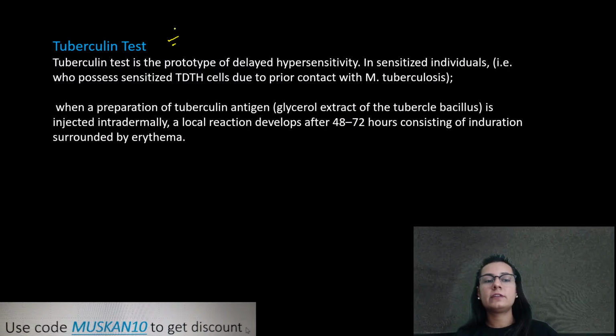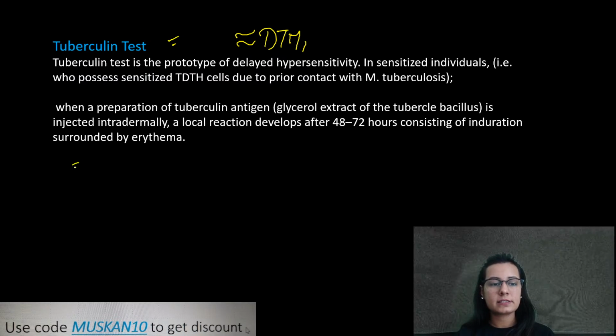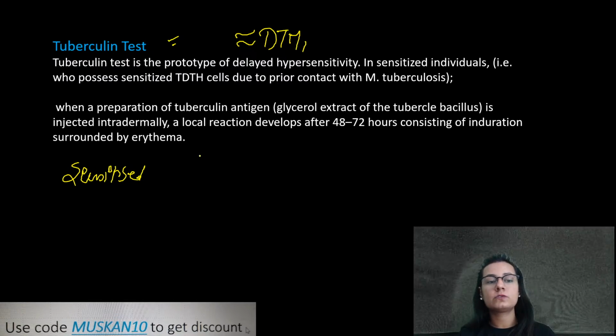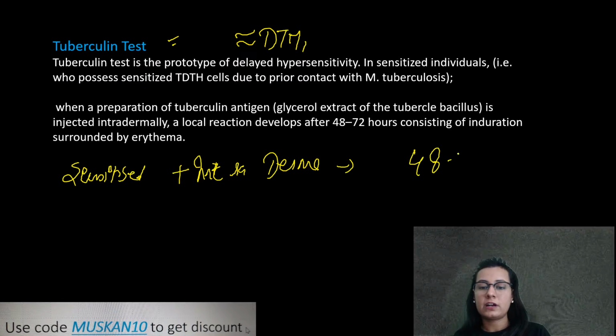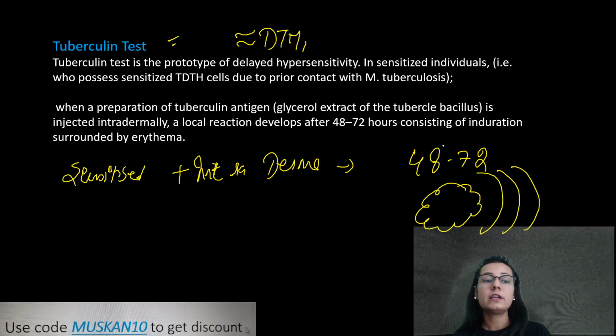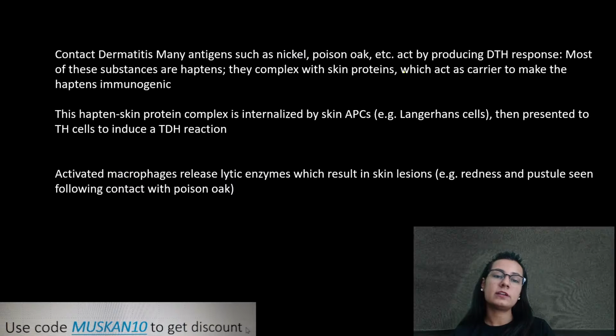Now comes the tuberculin test that we do. It is a prototype of the delayed type of hypersensitivity in individuals that are already sensitized, right? And further exposure will lead to type 4. When a preparation of the tuberculin antigen is injected intradermally, it develops after 48 to 72 hours, consisting of induration surrounded by erythema. So the tuberculin test is a prototype of delayed type hypersensitivity, and we use it for Mycobacterium tuberculosis, and we see the response within 48 to 72 hours.